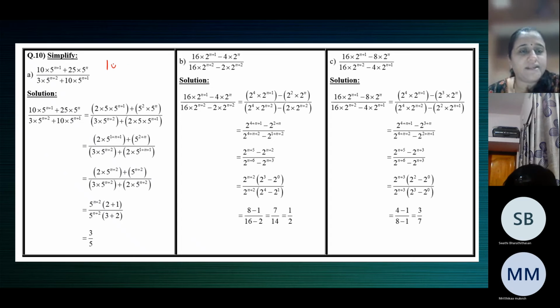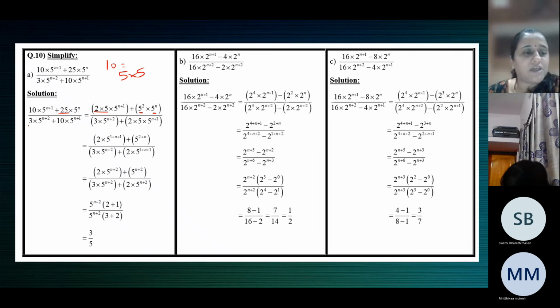That's the only way you can write 10 as a product of its prime factors. 10 is 2 into 5. And this 5 to the power n plus 1 as it is. Then this 25 is 5 squared. It's 5 into 5, or 5 squared. It's 5 squared into 5 to the power n.